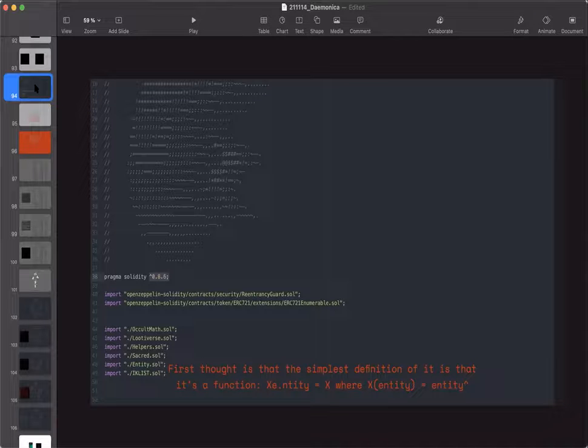And you can see here on the screen in the red text that this is a quote from the artist. I wrote him or her or them an email one night and was like, hey, I'm encoding these entities now, and I'm realizing, can you remind me what they are? And the artist wrote back this first thought, just a quick five minute later email response. First thought is that the simplest definition of it is that it's a function. Zentity equals X, where X of entity equals entity caret.